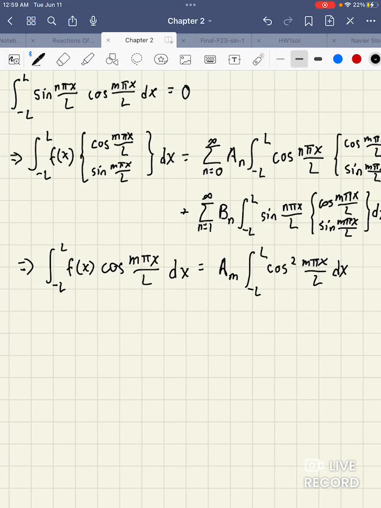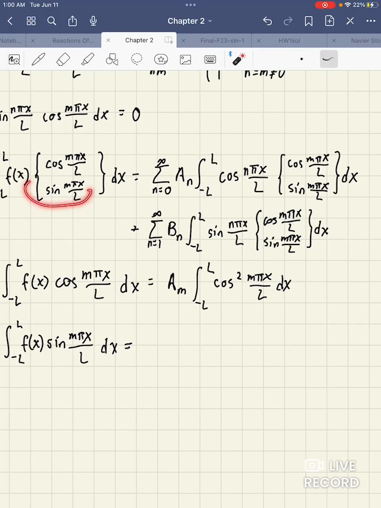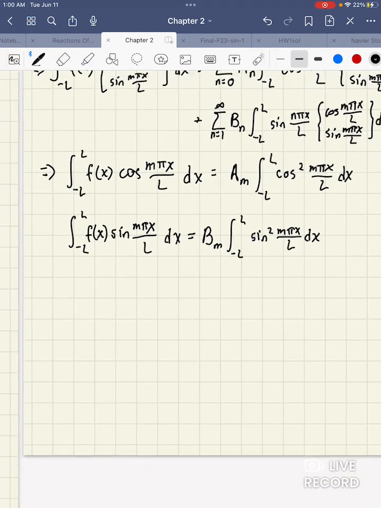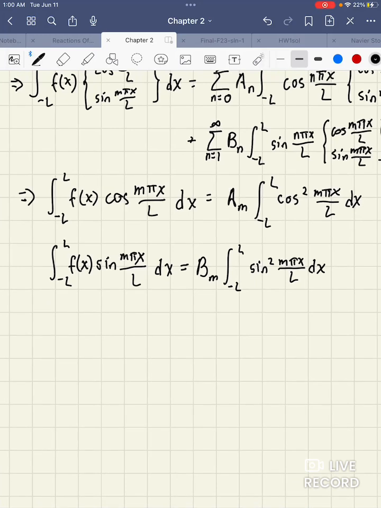Now if we just multiply by the sine, similarly the cosine and sine will make it 0, and we have the sine squared, so it's going to be b of m times the integral from negative L to L, dx. Now because of this orthogonality we can determine our coefficients.